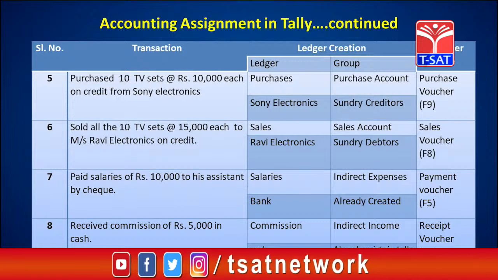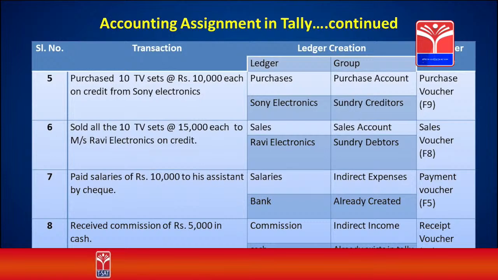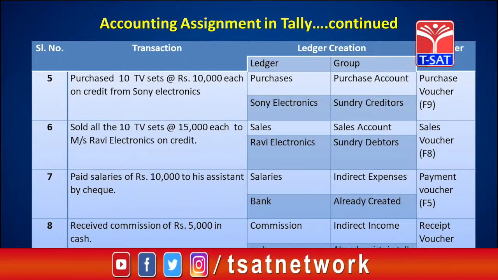Then the last transaction is receipt of commission of 5,000 rupees in cash. For this transaction, additionally you have to create commission ledger under indirect incomes. This transaction is entered in receipt voucher.